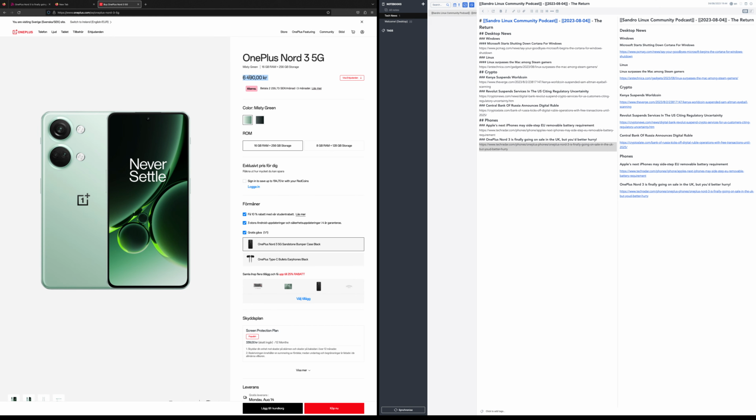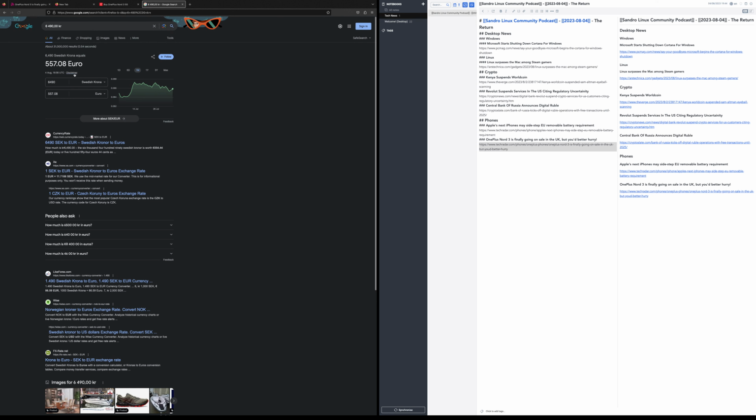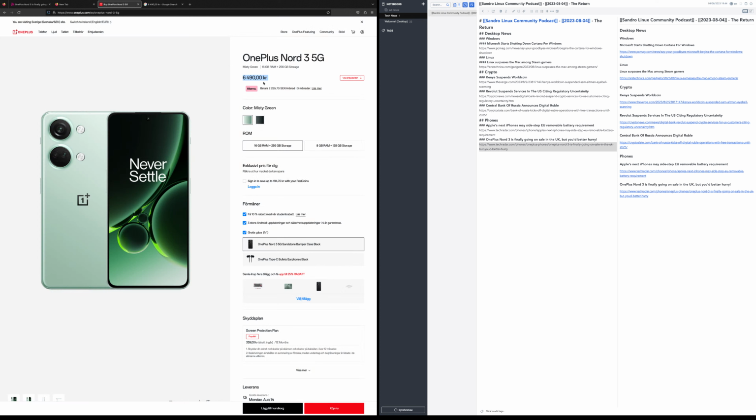It costs more. It costs some krona. I don't know what the exact conversion is. However, it's not easy to compare the krona to any other European currency, because it's like 6,000. What figure even is that? It's 6,490.